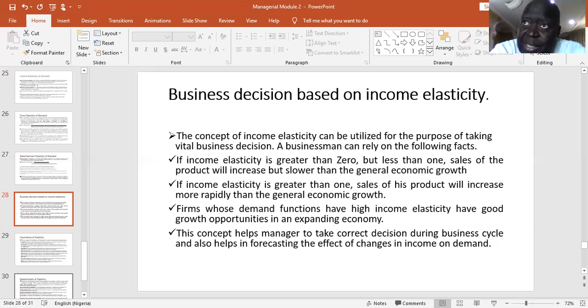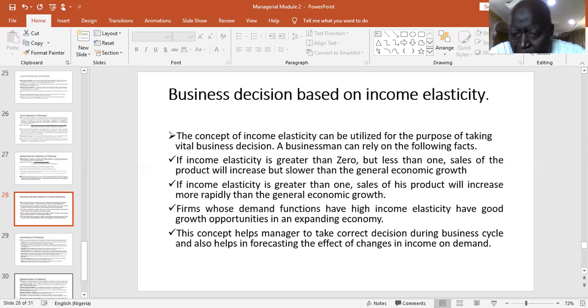Now, for such a firm, people respond by buying more of its product if the economy is doing well. It means if the macroeconomic conditions are very good, that firm will take advantage and will make more sales than usual. This concept helps managers to take correct decisions during the business cycle and also helps them in forecasting the effect of changes in income on demand.